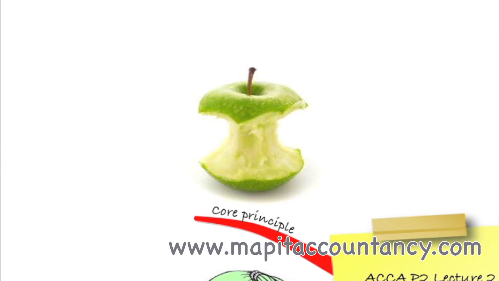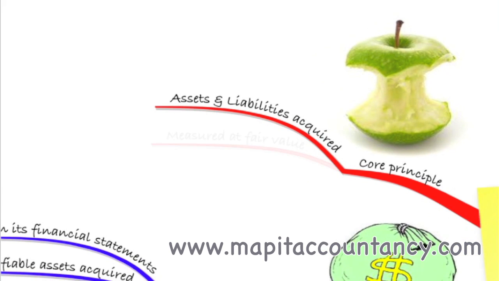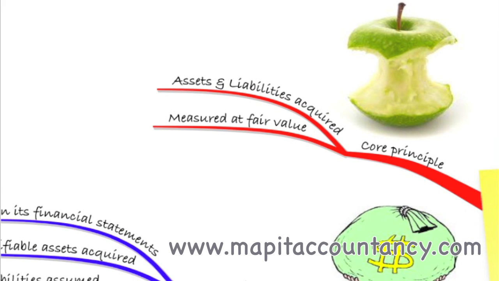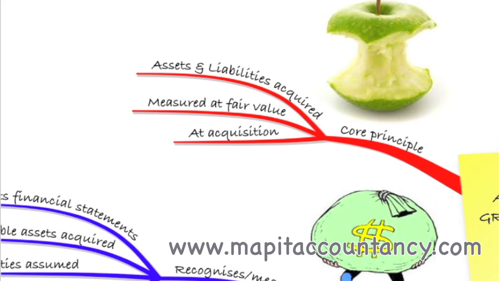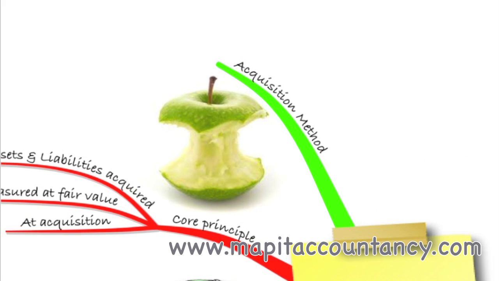We then looked at the core principle. If we were to sum up IFRS 3, we can say that assets and liabilities acquired are measured at fair value at acquisition. So assets and liabilities acquired measured at fair value at acquisition. IFRS 3 also sets out the acquisition method, and you'll see that broadly speaking this is the method by which we go through and consolidate our accounts.